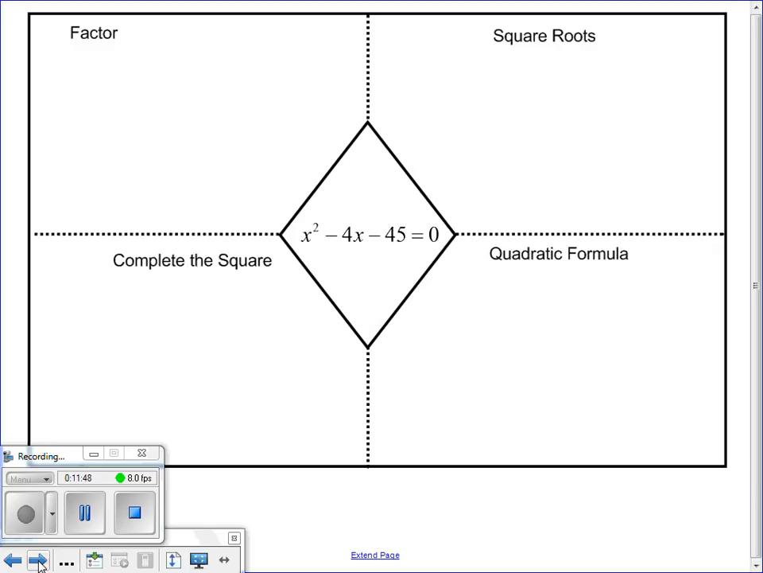X squared minus 44x minus 45. Can I factor this? How do I check? The discriminant. So let's find our discriminant. Remember, that's b squared minus 4ac. So b squared, we'd have negative 4 squared minus 4 times 1 times negative 45. Calculate that for me, guys.